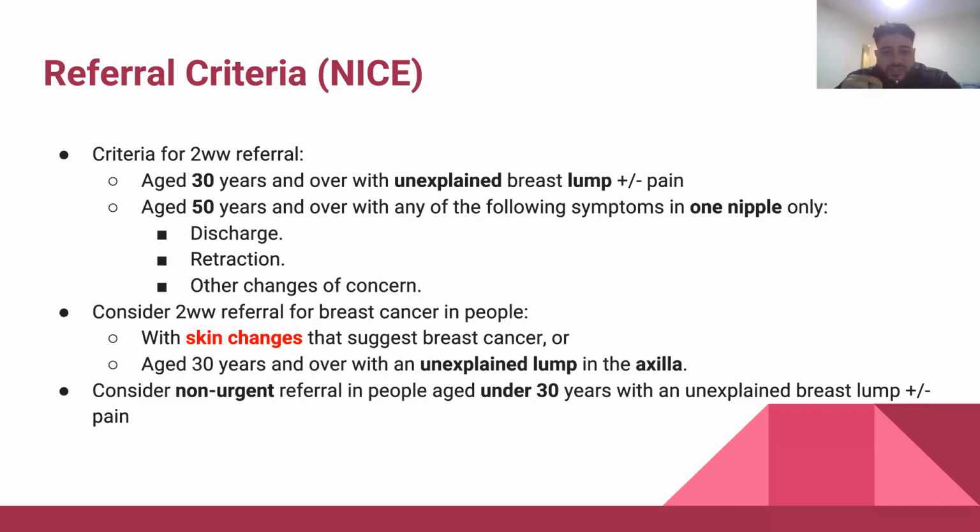In terms of considering a 2-week wait referral for breast cancer, if you, for example, on a breast examination, identify skin changes that are concurrent with breast cancer, or any person aged 30 and over with an unexplained lump in the axilla, then you'll consider doing a 2-week referral. But a non-urgent referral is anyone aged under 30 with an unexplained breast lump. It'll be a non-urgent referral for that patient.